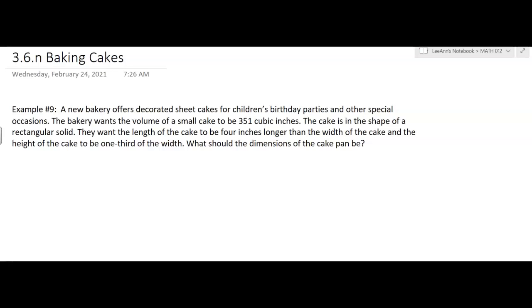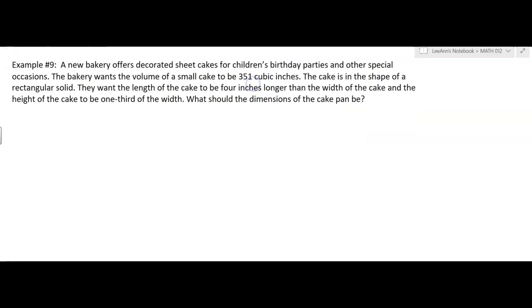Okay, so in this problem, it's a word problem, and they're baking cakes. Oops. So I'm going to scroll up because we'll probably need a lot of room for this one. Don't let that scare you. Okay, a new bakery offers decorated sheet cakes for children's birthday parties and other special occasions.